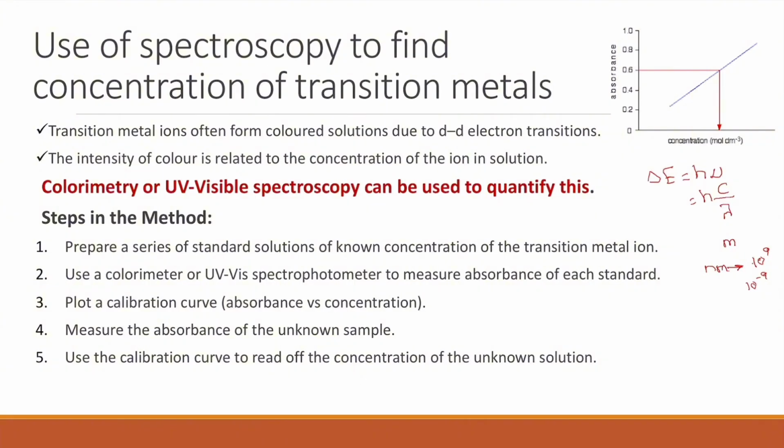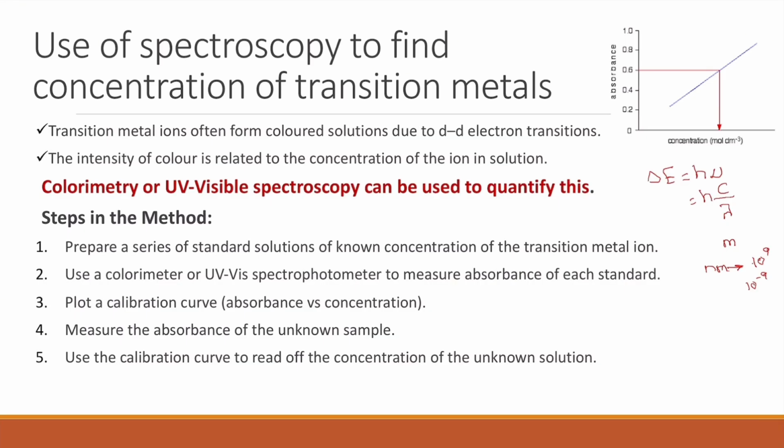The intensity of the color produced is related to the concentration of the ion in the solution. So we can use colorimetry or UV-visible spectroscopy to quantify this, to find the concentration of an unknown sample. How can we do this? That was a long question in paper 3 in the 2024 exam.